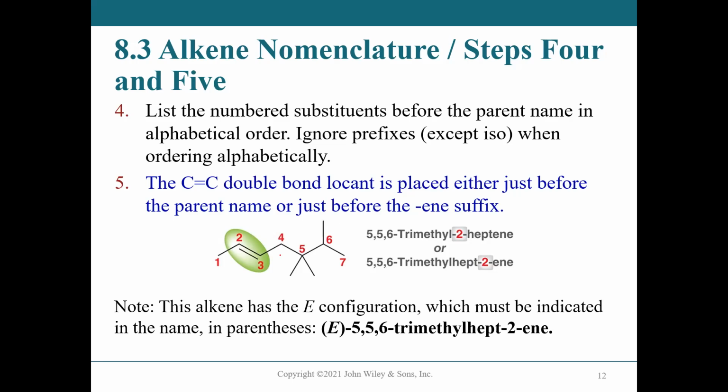Just some more naming. This is a 5,5. At the 5 position, there's a methyl group. At the same 5 position, there's a methyl group, and at the 6 position, there's a methyl group. That's how you get trimethyl. So 5,5,6-trimethyl-2-heptene, and they're both written correctly.